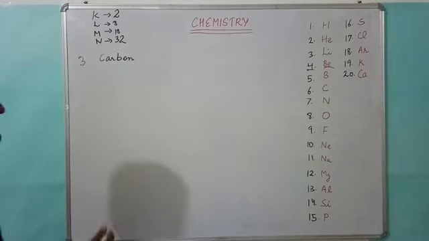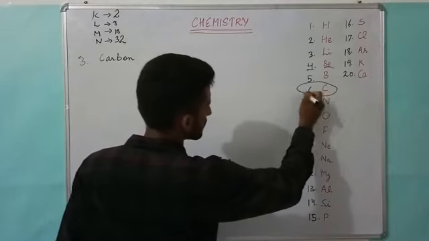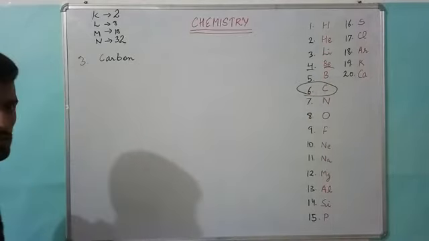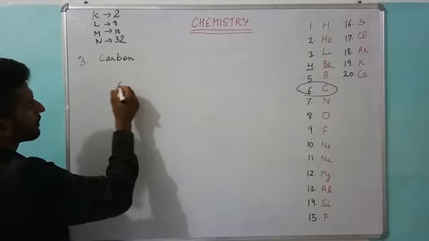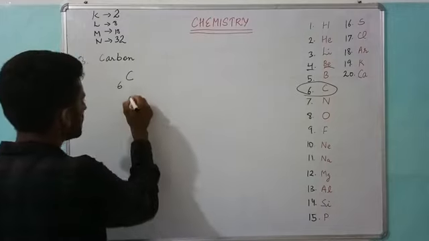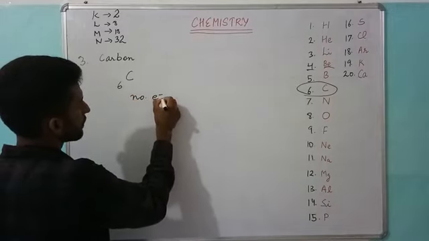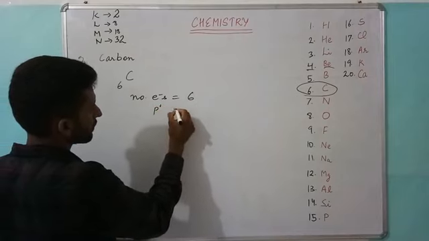Now the third one is carbon. As I had written here on the side, carbon is present at the 6th position, so the atomic number of carbon is 6 and the symbol is C. Atomic number 6 means the number of electrons is also 6, and the number of protons is also 6.